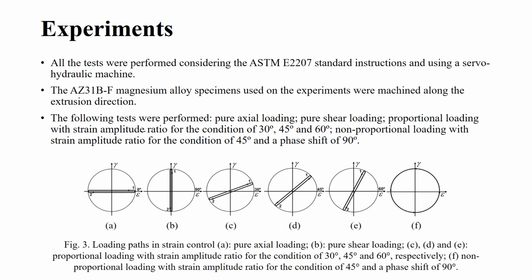All the tests were performed considering the ASTM standard instructions and using a servo-hydraulic machine. The AZ31B-F magnesium alloy specimens used in the experiments were machined along the extrusion direction. The following tests were performed: pure axial loading, pure shear loading, proportional loading with strain amplitude ratio for the condition of 30 degrees, 45 degrees, and 60 degrees, and also non-proportional loading with strain amplitude ratio for the condition of 45 degrees and a phase shift of 90 degrees.